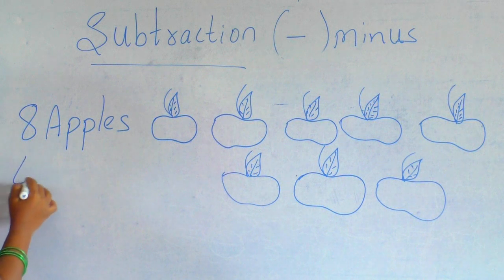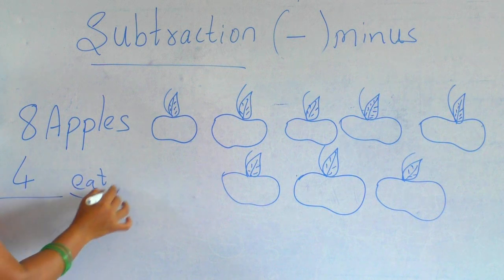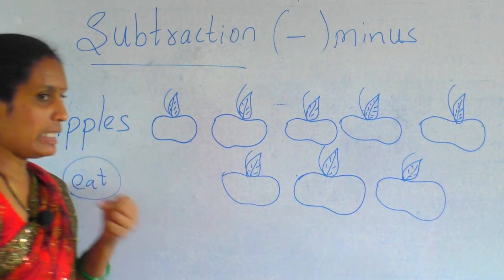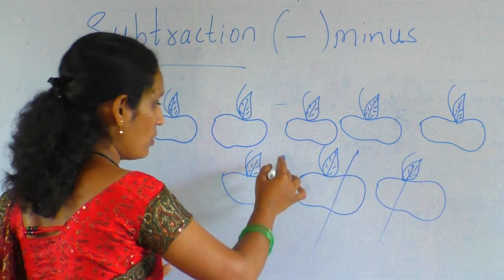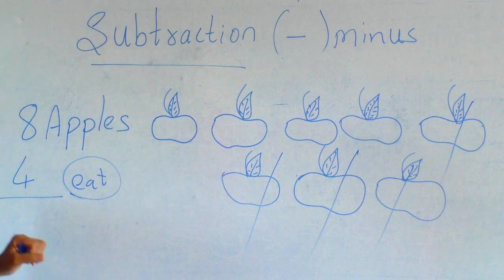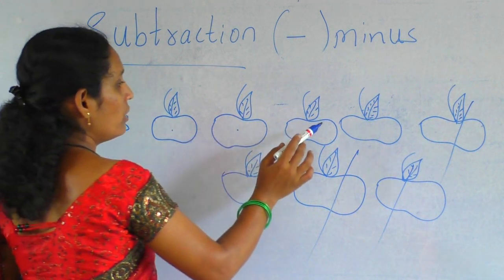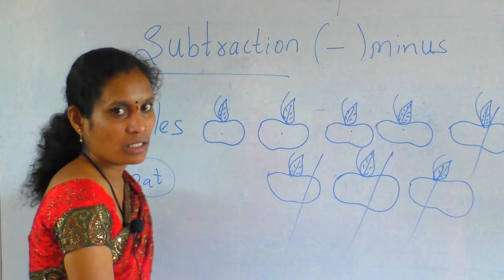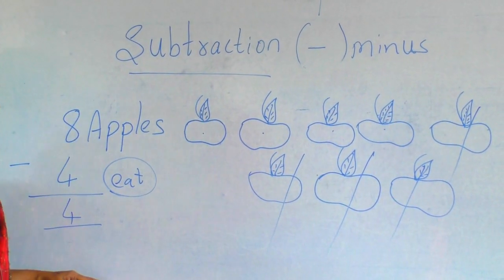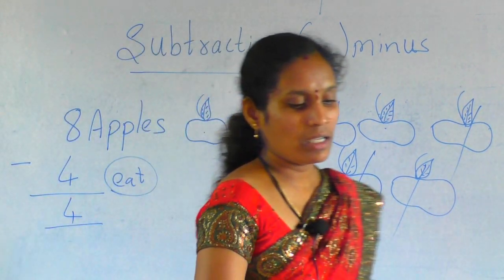I will eat 4 apples. I will eat 4 apples means strike out 4 apples here. 1, 2, 3, 4. I ate 4 apples. Among 8 apples, I ate 4 apples. How many are left? 1, 2, 3, 4. 4 apples left with me. Understood? Like this you have to subtract the numbers.